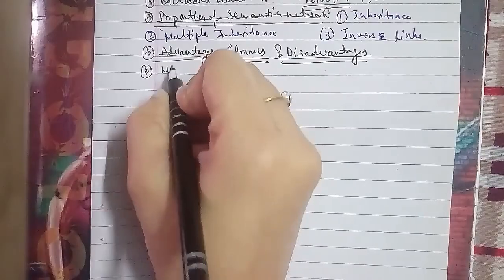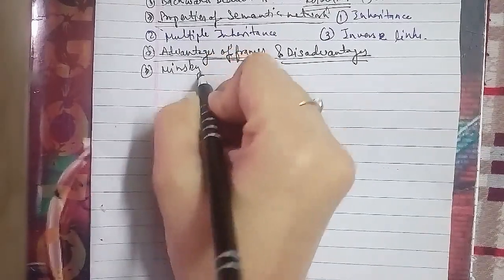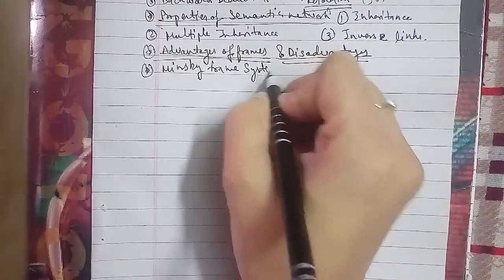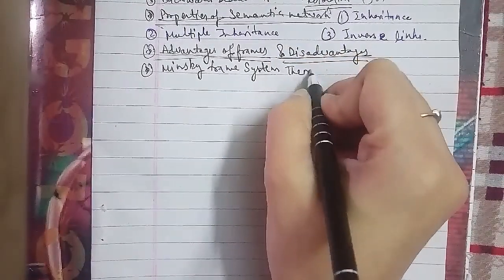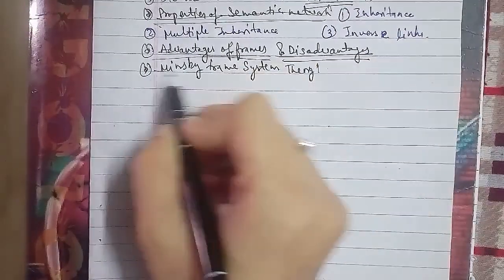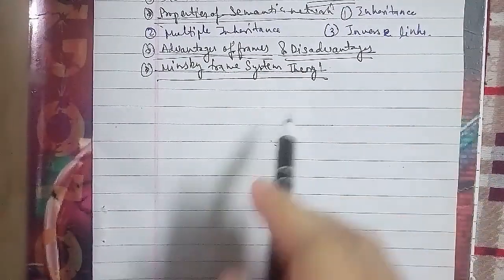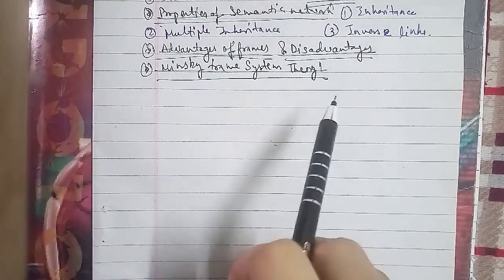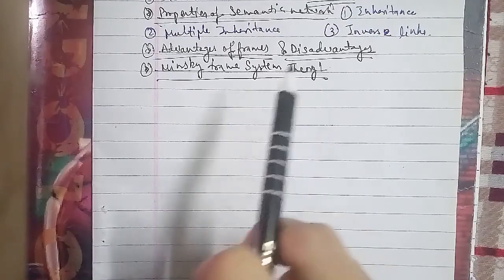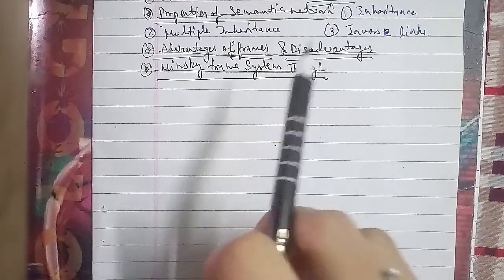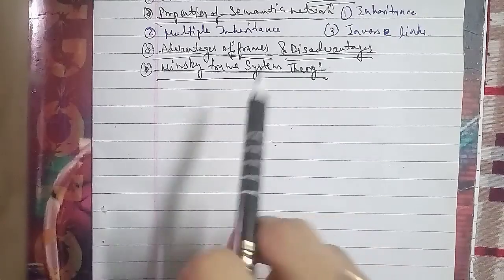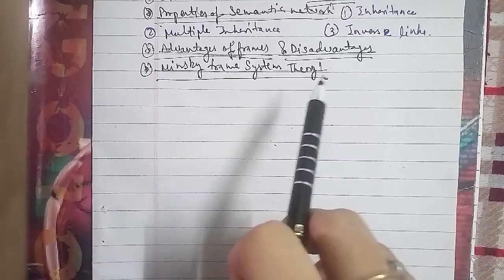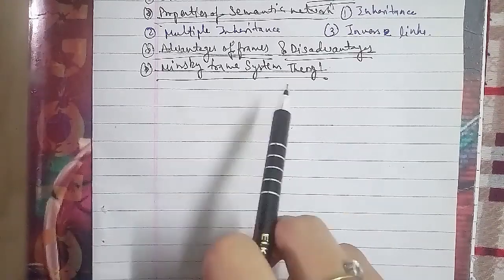Minsky frame system theory. Minsky proposed a frame as a means of representing common sense knowledge, and he proposed that knowledge is organized into small packets called frames, with the content of the frame in certain slots which have values. All frames of a given situation constitute the system. Whenever one encounters a situation, a series of frames are activated and reasoning is done.